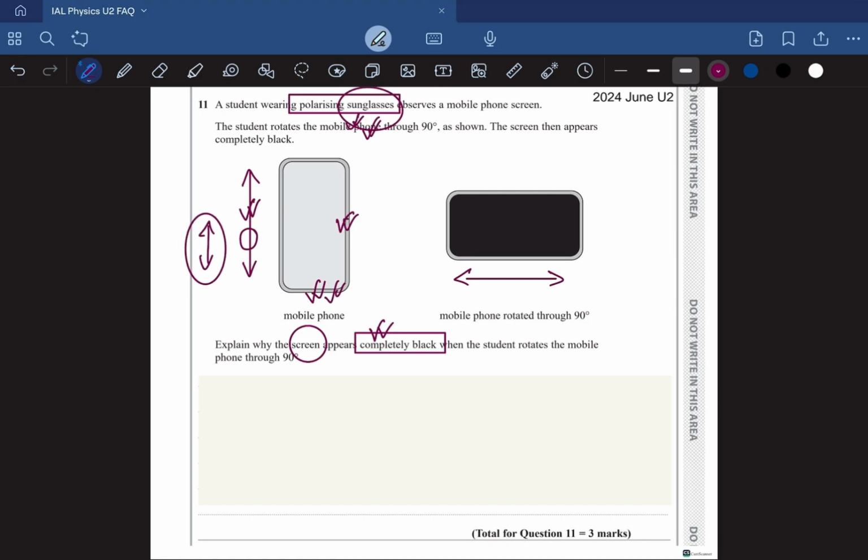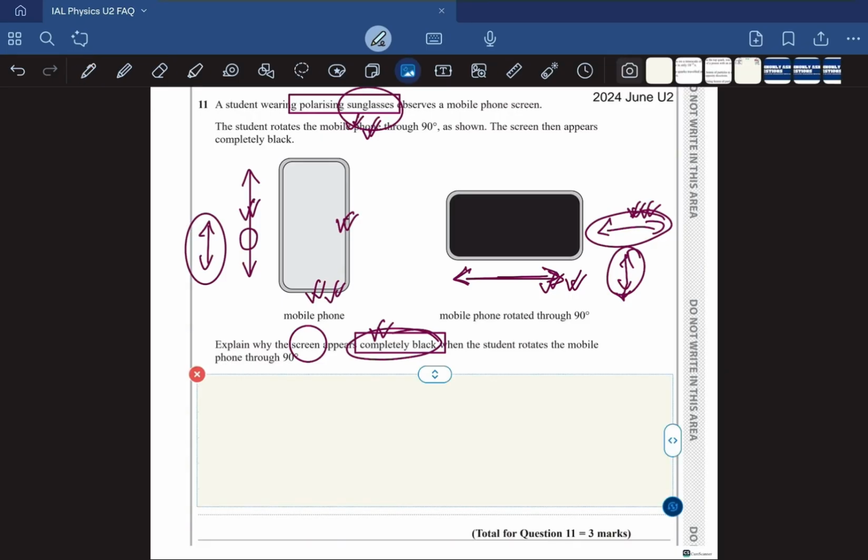But when the plane of polarization of the light from the mobile phone becomes horizontal, the screen becomes completely black. That means now the plane of polarization of the light from the mobile phone is horizontal, but the plane of polarization of the polarizing sunglass is vertical. We know the vertical plane will never let horizontal plane light pass through, and the horizontal plane light will be completely absorbed. It only allows light to pass through if it is in the same plane as the plane of polarization of the sunglass, which is vertical.